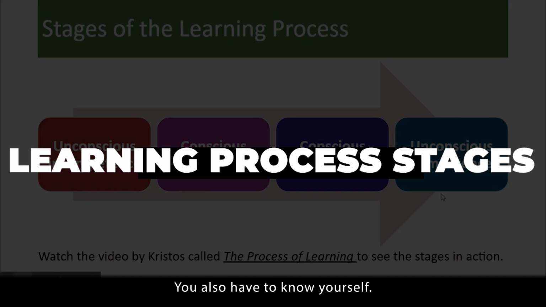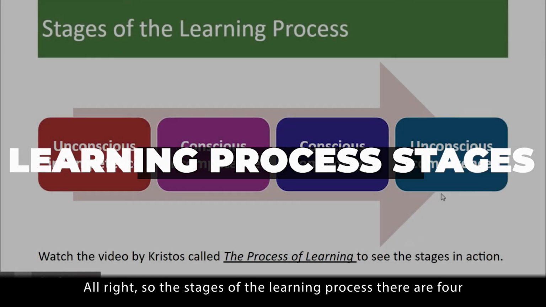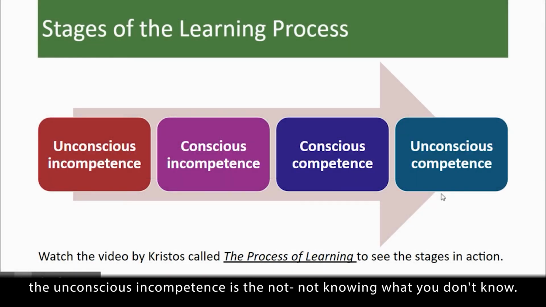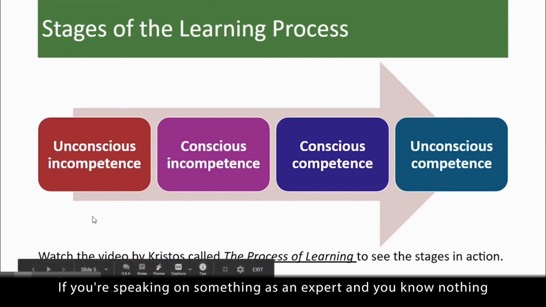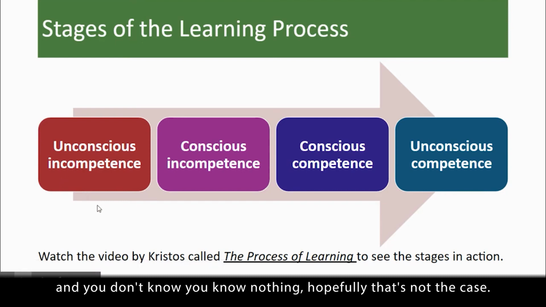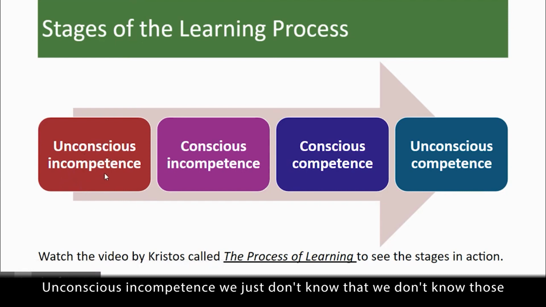All right, so the stages of the learning process, there are four. The unconscious incompetence is the not knowing what you don't know. This can be a really dangerous place to be in if you're speaking on something as an expert and you know nothing and you don't know you know nothing. Hopefully that's not the case. Unconscious incompetence is we just don't know that we don't know this thing.